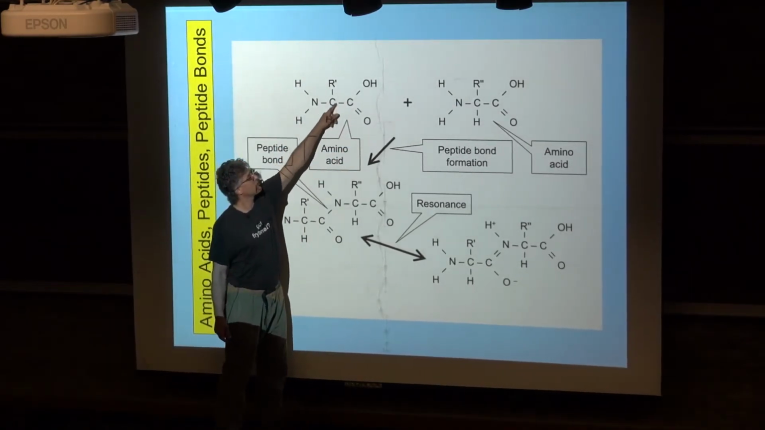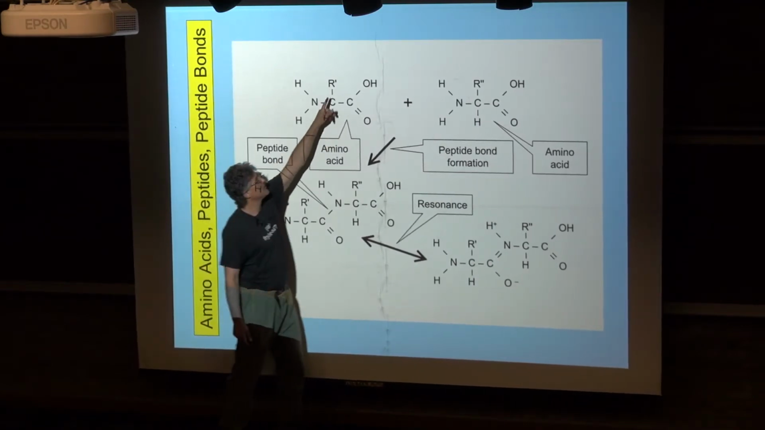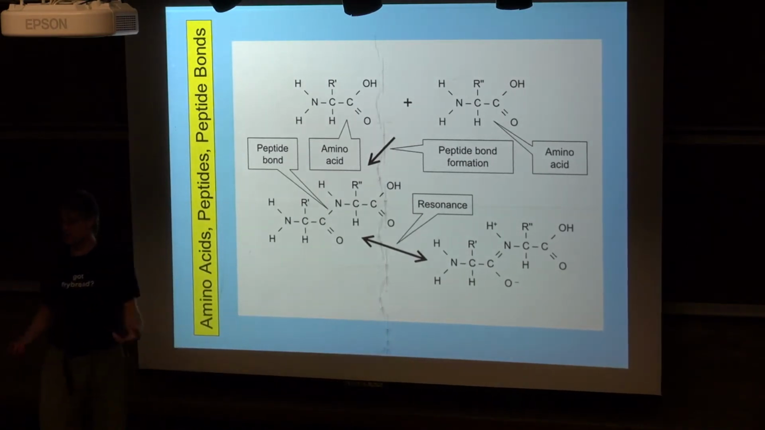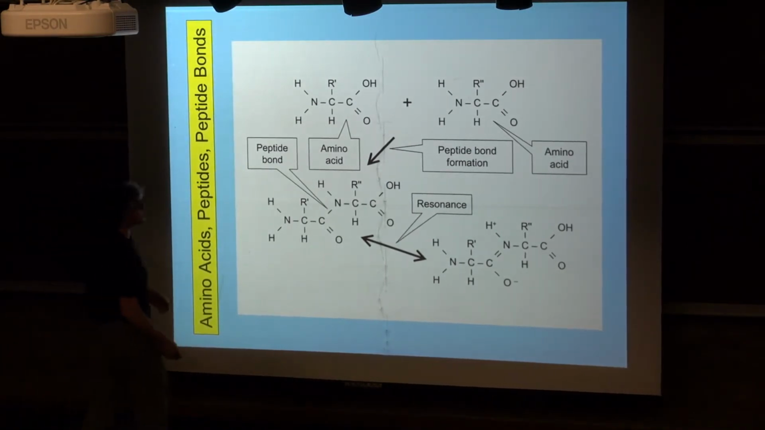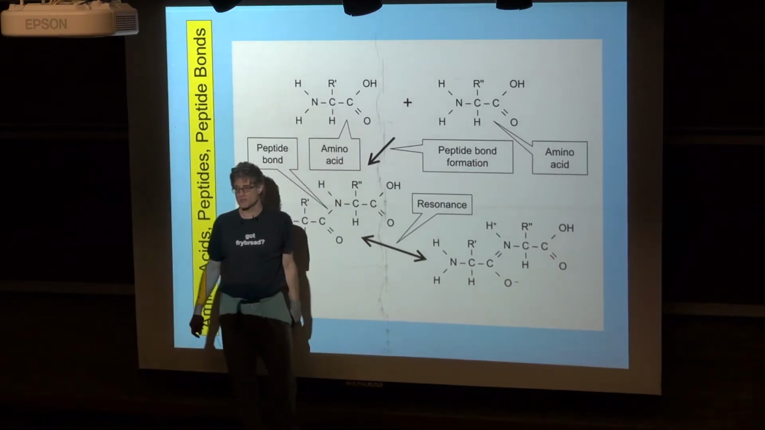They've got a central carbon. That carbon is attached to a hydrogen, and then it's also attached to something else. And those something else are described as R groups. And so the way different amino acids differ from one another is in terms of what this R group is.